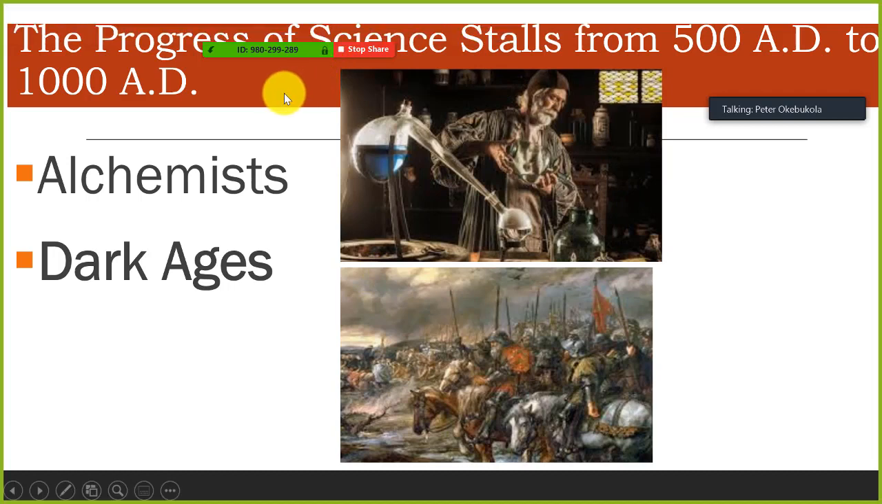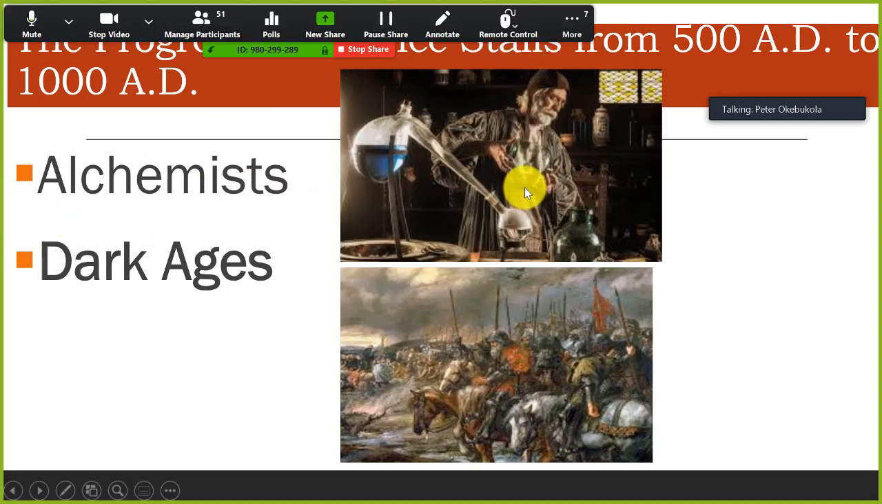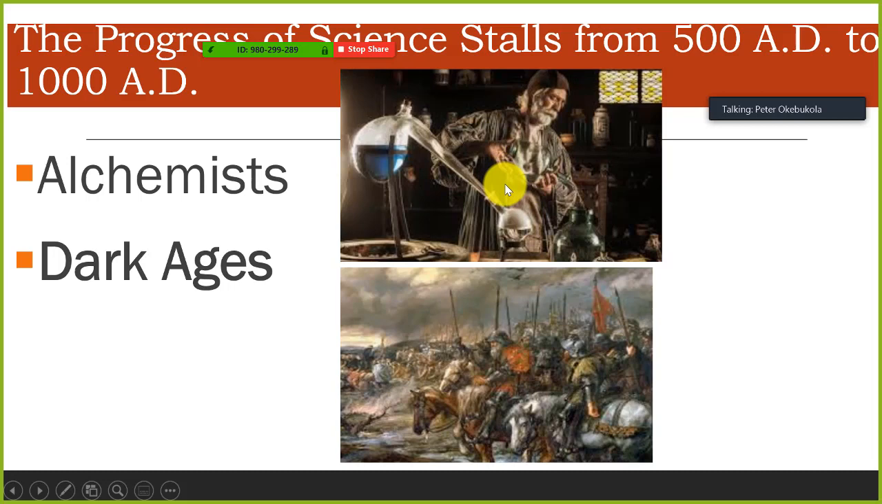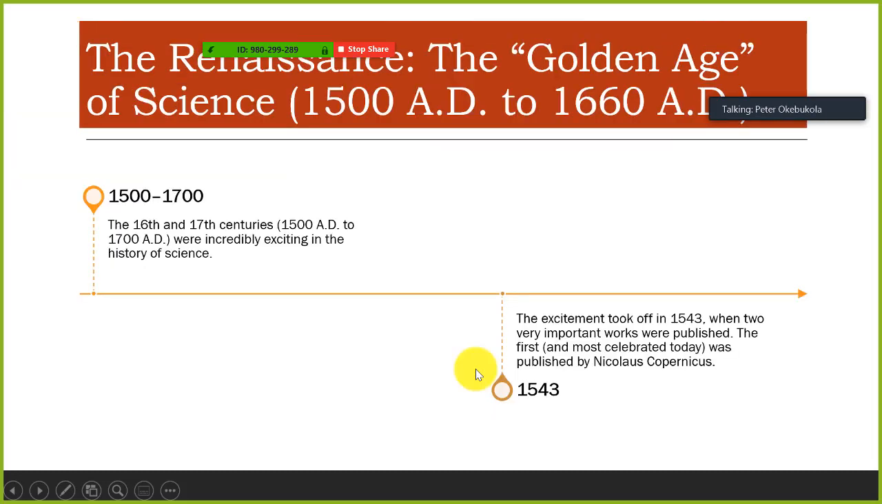So, the progress of science, I told you, science will accelerate and science will decelerate. Between 500 AD and 1000 AD, science decelerated, or science stalled. It stalled because we had a group of people called alchemists. They were doing very funny science. They turned everything to gold and concocted all manner of things. They were more magicians than scientists. And during that period, again, we had the Dark Ages, a lot of fighting all over the place, and plague and all. So science decelerated.